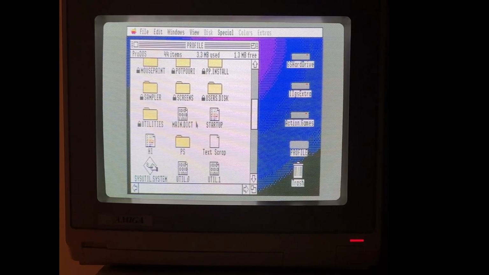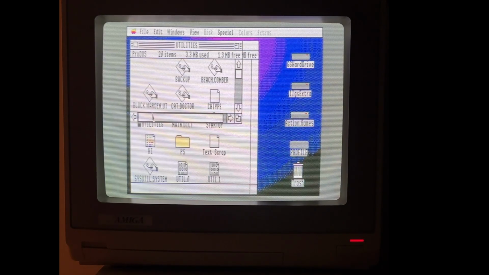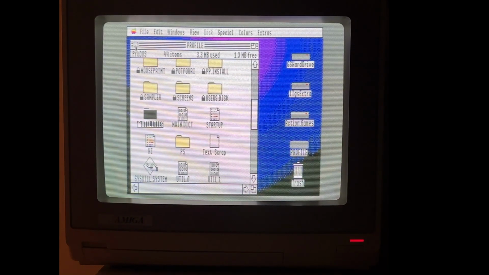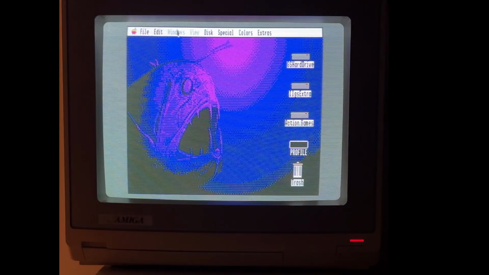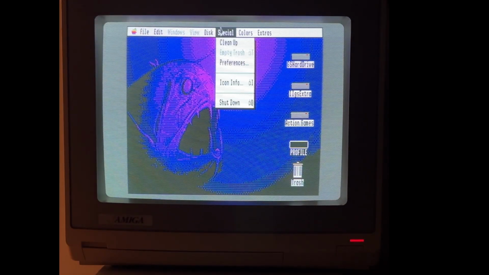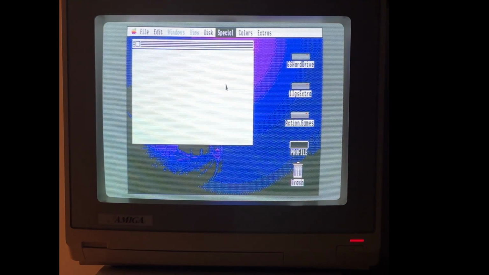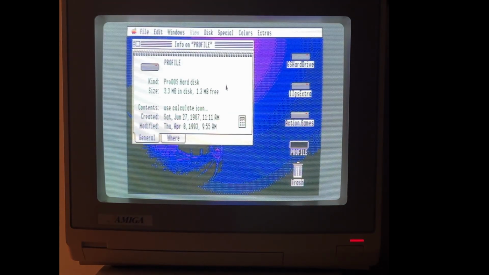So this person obviously used it. 3.3 megabit used with 1.3 meg free. I still find that hilarious, but I also lived it because I would have absolutely been thrilled if I had 5 megs of space to use on my Commodore. Where is it? Oh, right. June of 1987. That's cool.